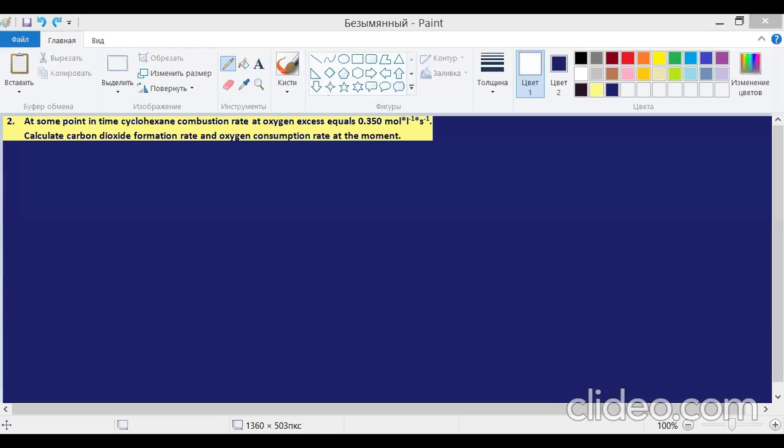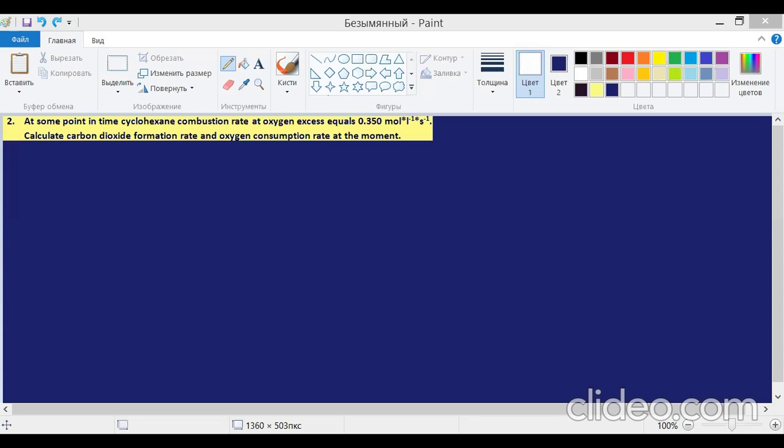And now we're proceeding to the next question. It's more theoretical than practical. However, finally, we will have to give a numerical result. Here it is. At some point in time, the cyclohexane combustion rate at oxygen excess equals 0.350 moles per liter per second. Calculate the carbon dioxide formation rate and the oxygen consumption rate at that moment.